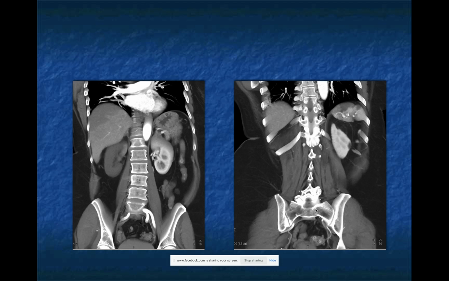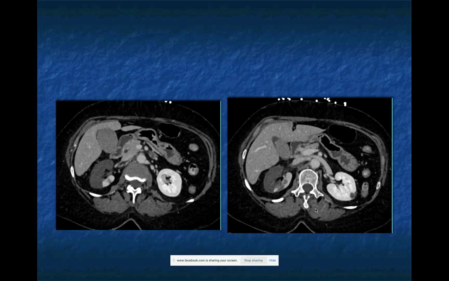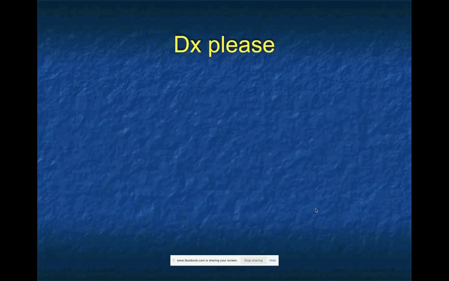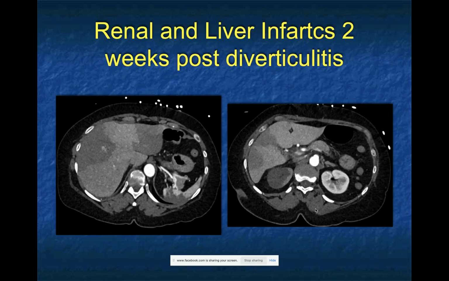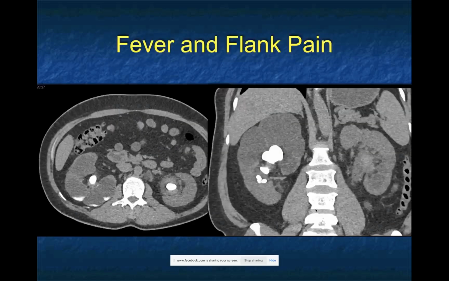Then with diverticulitis, you can have extension along the vessels. So just a beautiful example in the right kidney, there's nearly a global infarction. There's just some flow in the lower pole, which shows very nicely. So that was infarcts post-diverticulitis.